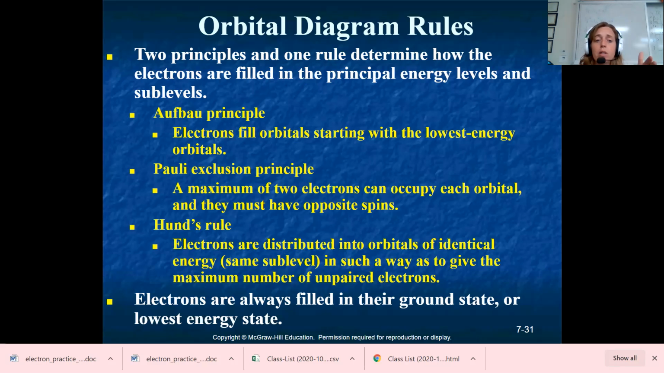And then finally, you have Hund's rule. It says electrons are distributed into orbitals of identical energy or same sublevel in such a way as to give the maximum number of unpaired electrons. So what they're saying is, before you start drawing the arrows going down, you must fill the sublevel first with all of the arrows going in the up direction before you can start putting anything in the down direction.